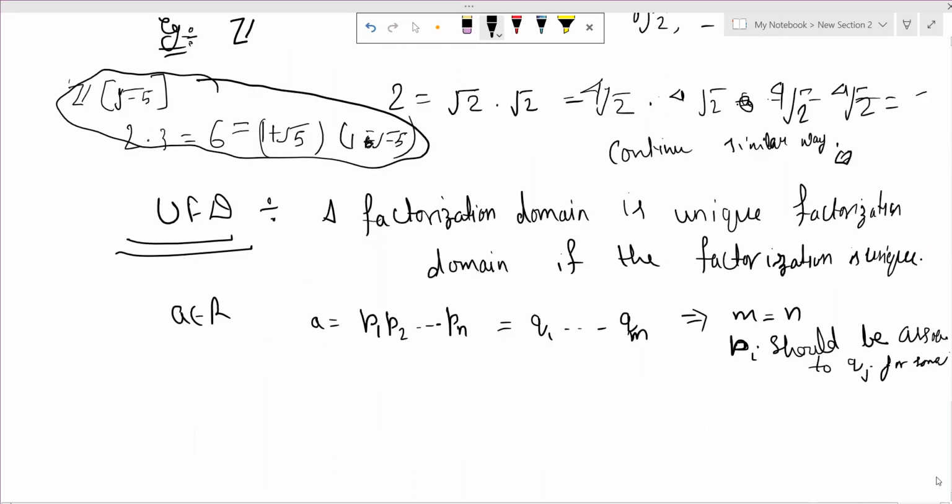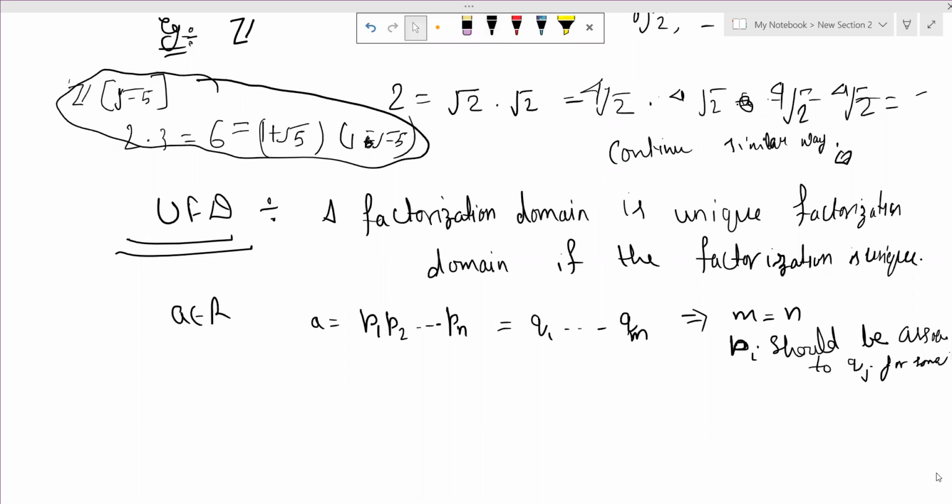Okay, now Muthukumar's example comes. Give me an example of a factorization domain which is not a unique factorization domain. That is the example which Muthukumar gave, where the factorization is not unique. You can see that 2 and 3 are both irreducible, and 1 plus root minus 5 and 1 minus root minus 5 are both irreducible. But the factorization is not unique and they are also not associates. So that is the example.